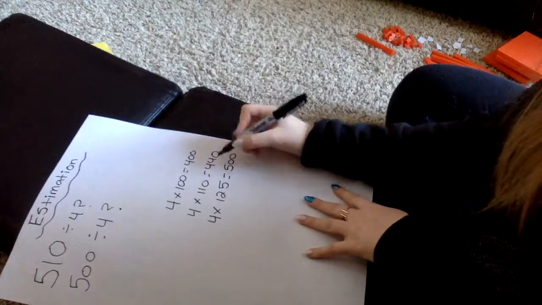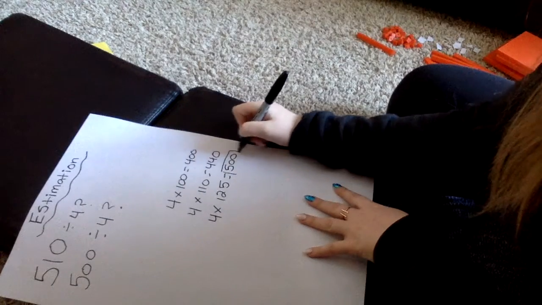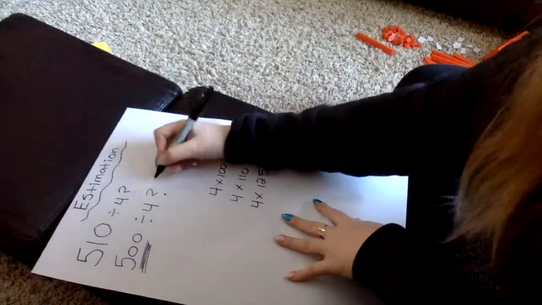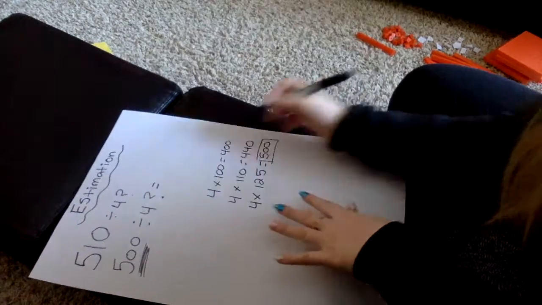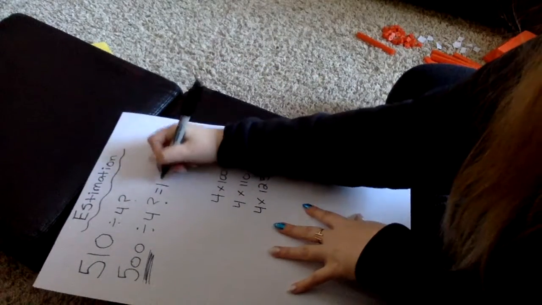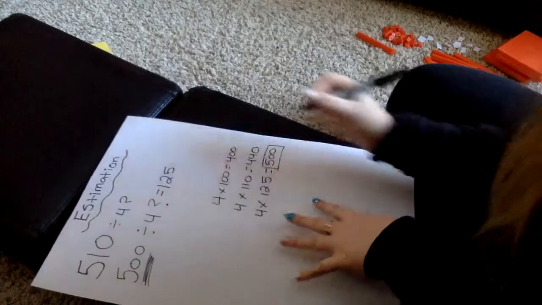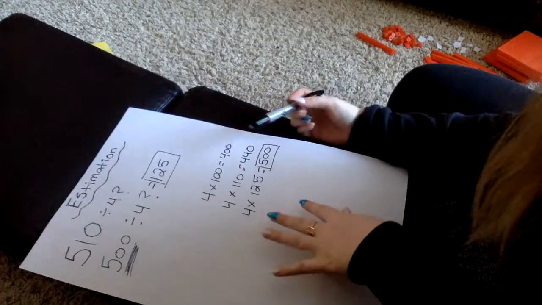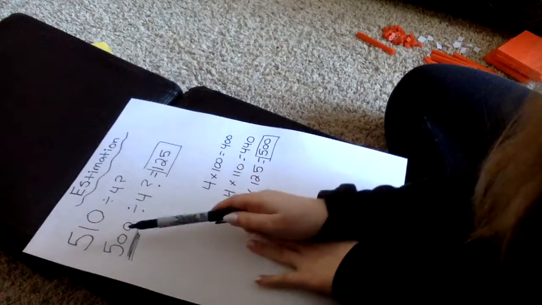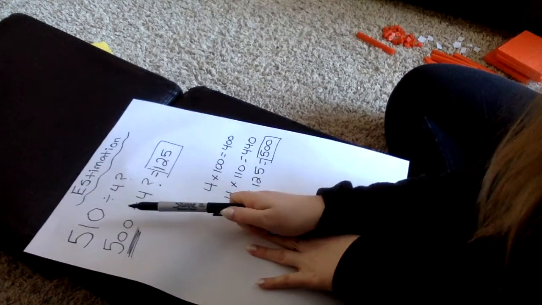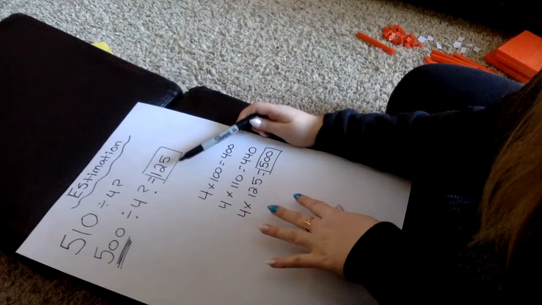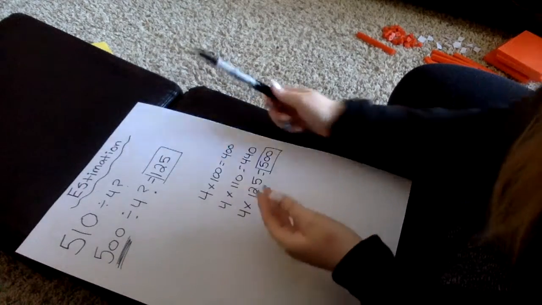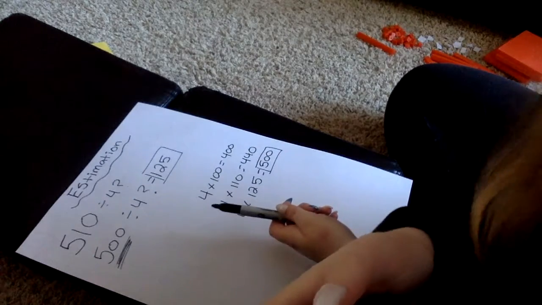So this tells me this 500 and this 500 linked together, which gives me the answer to this question as 125. 125 is then my estimation. So I know the answer to 510 divided by 4 will be 125 or more. And I know it's going to be more because I rounded down to start off my estimation.